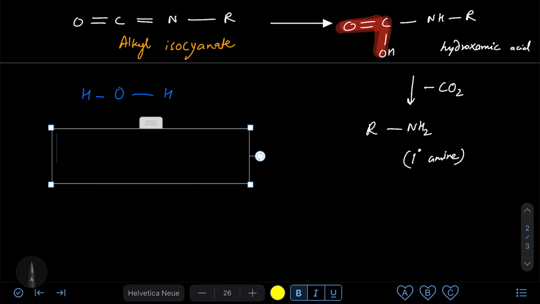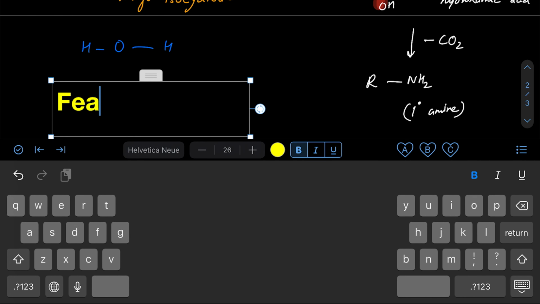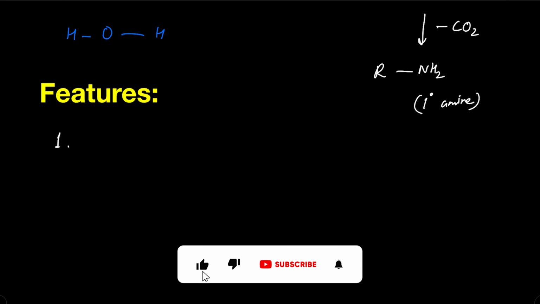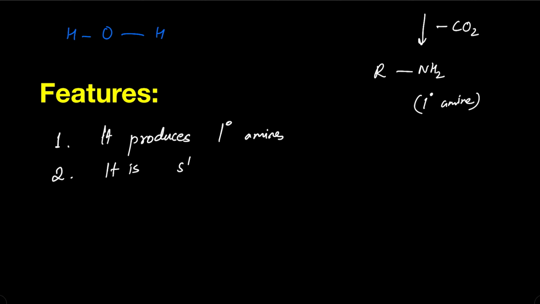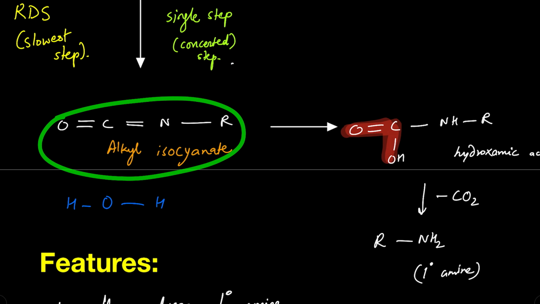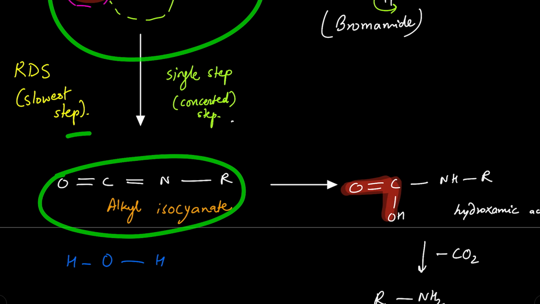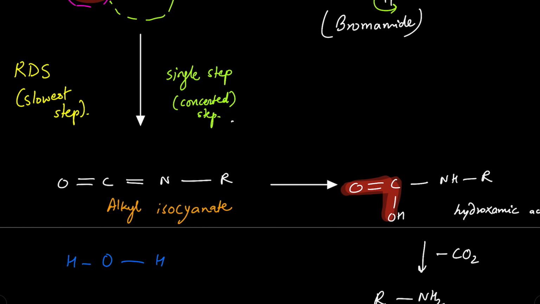So let's summarize this entire process into quick and important features. The first feature is that it produces primary amines. The next feature is that it is a step down reaction. The third feature: formation of alkyl isocyanate was the most difficult step and the slowest step involved in the entire mechanism of this reaction.